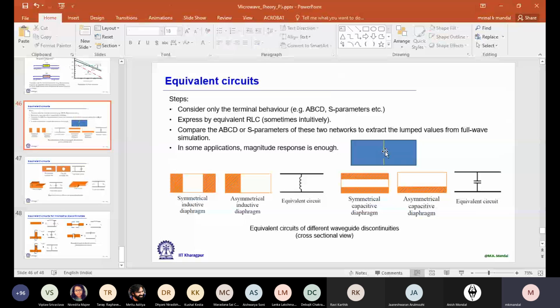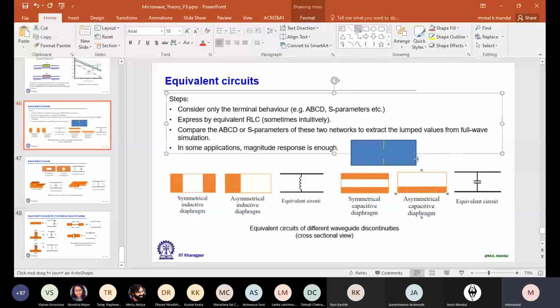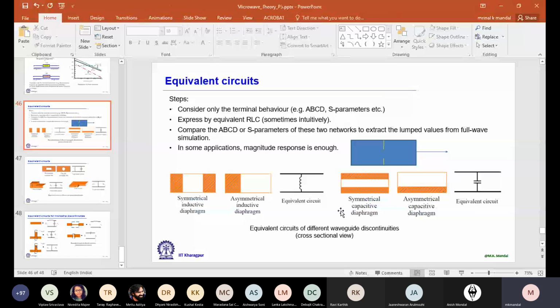Because if you look at the field configuration, you can't identify the TE10 mode here. We have evanescent modes and other higher order modes, so it will disturb the field configuration. You have a full wave simulator, so try to understand it. That will build up your concept. I have shown here the top view in this example. The wave is propagating in this direction. Is it fine, sir, or do you need some more explanation?